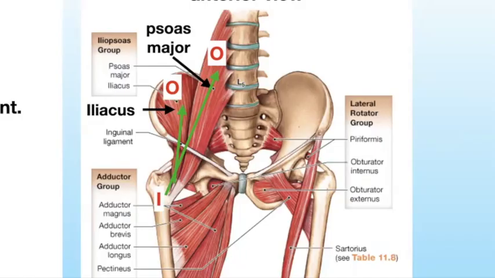The psoas major has a very different origin. It originates on the vertebrae T12 to L5 anteriorly. The insertion is the same. It's the femur, the lesser trochanter. The action is flexion of the hip and also flexion of the lumbar vertebral column.